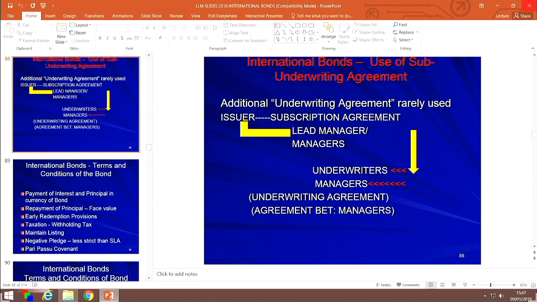Have a look at this diagram to see how it works. Issuer, under the subscription agreement, calls on the lead manager. Lead manager, under the sub-underwriting agreement, can call on this second group of underwriters, as it would usually do in practice. What remains would then be allocated under the agreement between managers to the other investment banks which are party to the agreement between managers. And that's how the cascade works. It's all about distribution of the risk of the failure of a bond issue.